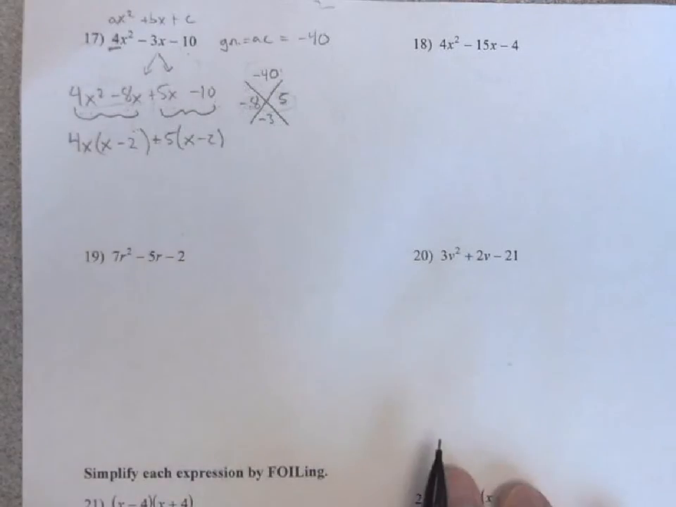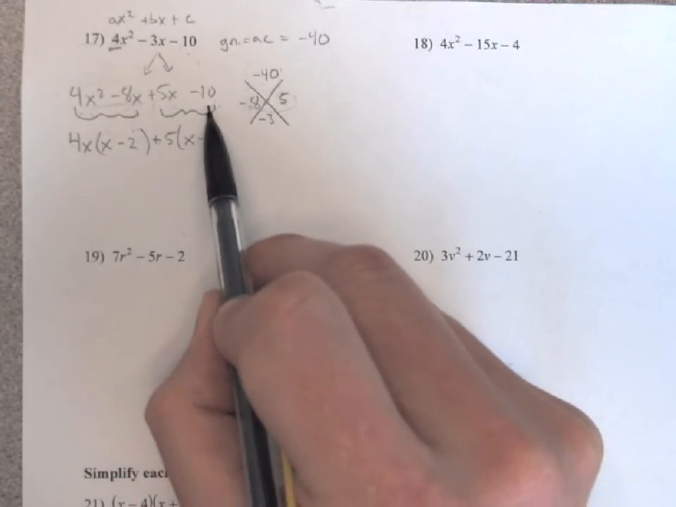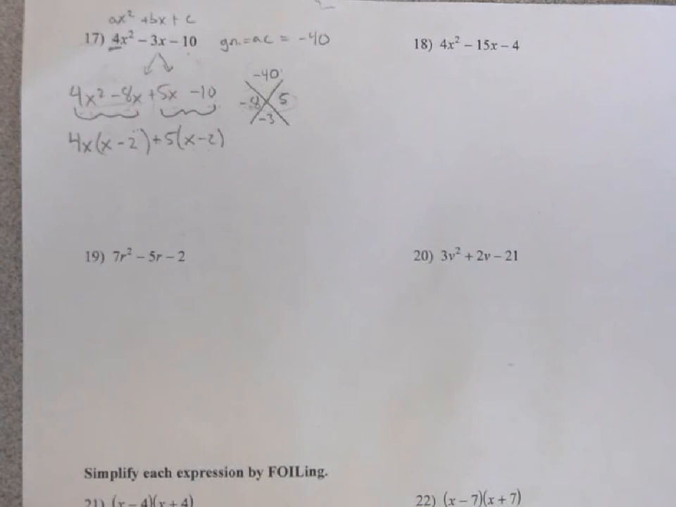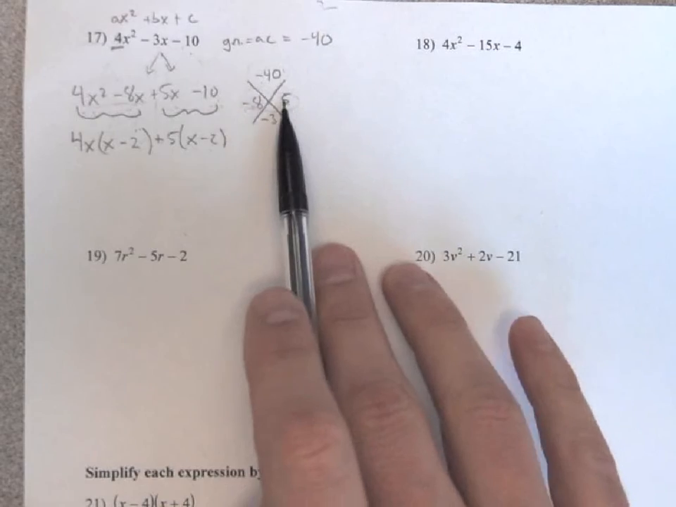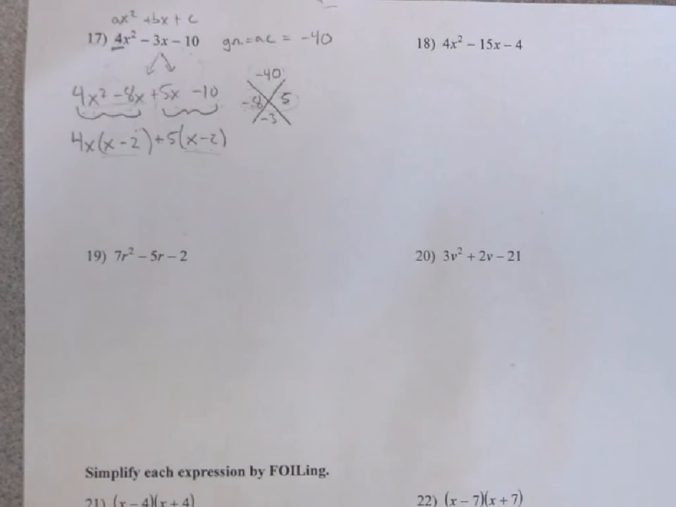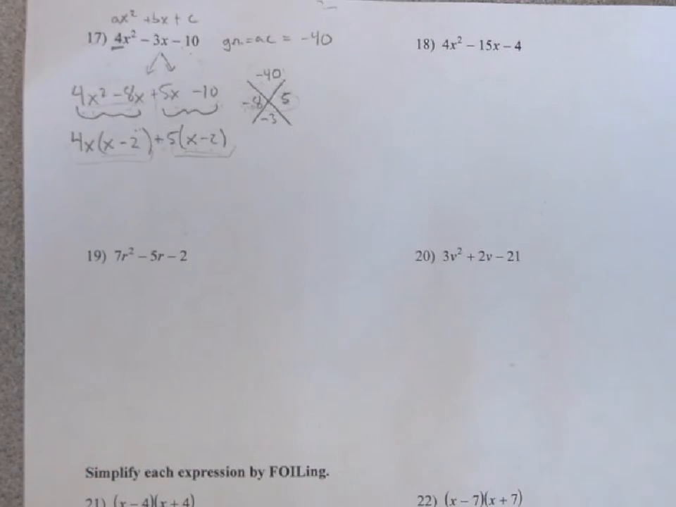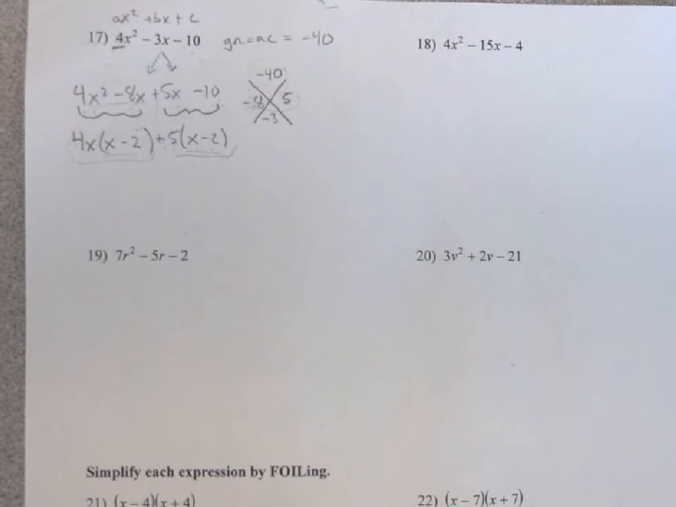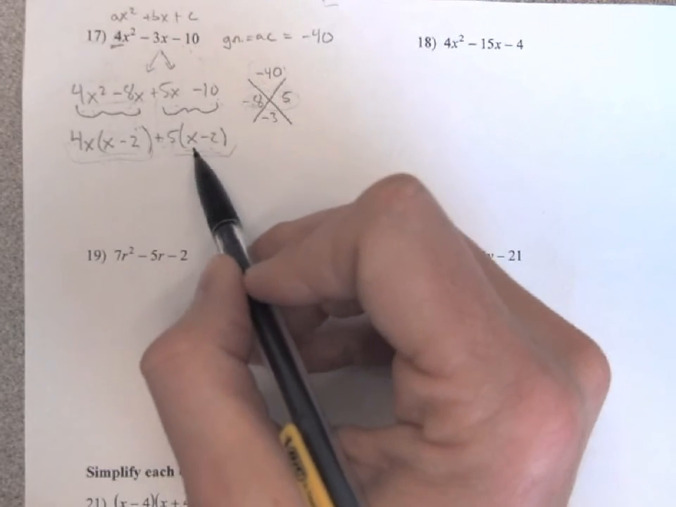All right, just to double check. 5 times x is 5x. Check. 5 times negative 2 is negative 10. Check. Okay, cool. Now, if you do that right, and if you pick the correct numbers here and here, then you'll notice that these actually now have a common factor. This chunk here and this chunk here, they both have the x minus 2 in common. And so we're going to say, well, now this is a common factor, the x minus 2.